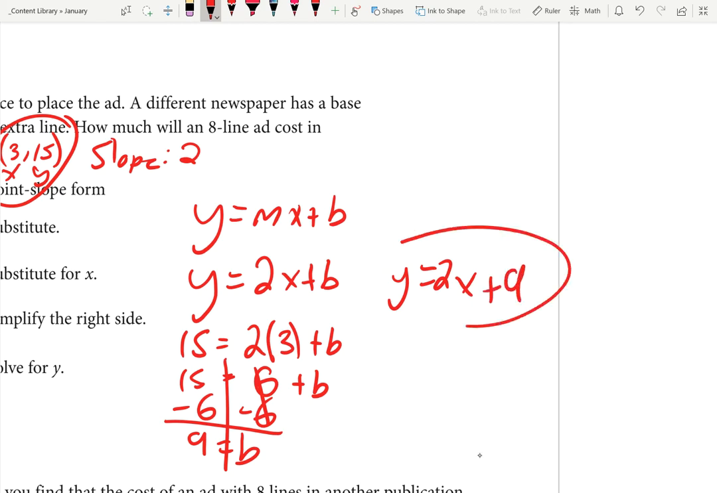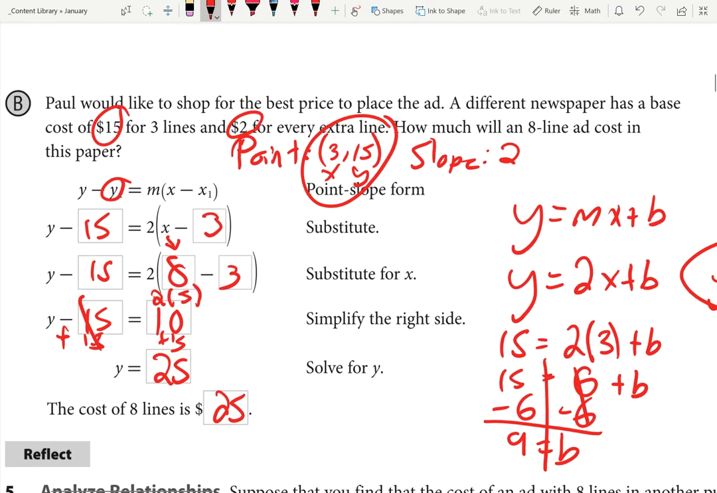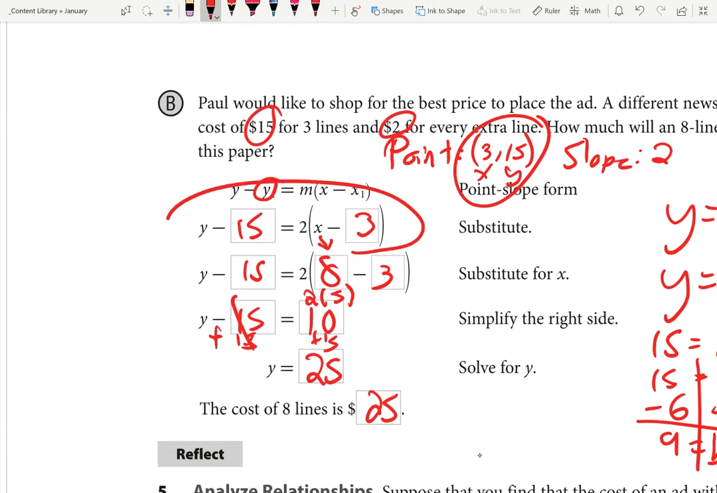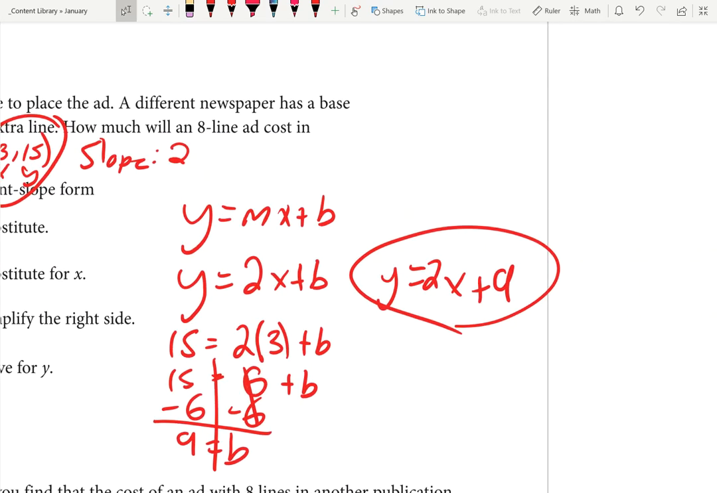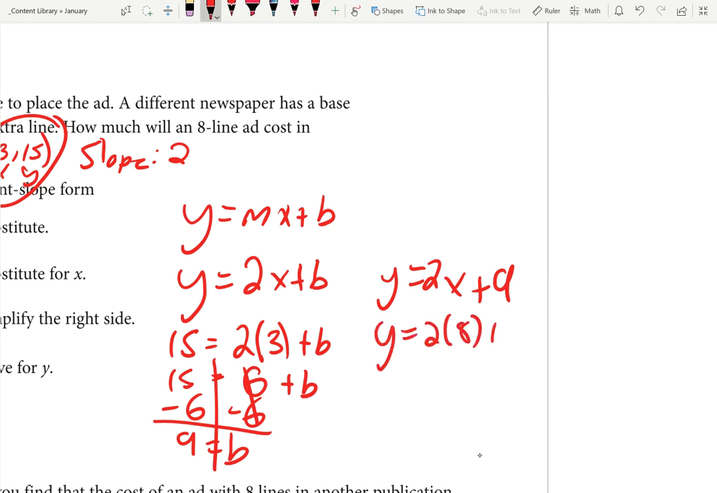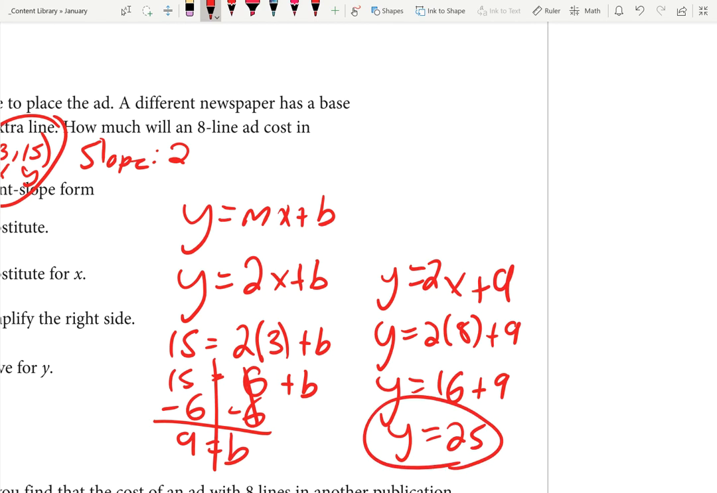So this equation is the same one as this. It's just in a different form. And you could still use it to evaluate how much 8 lines cost. You can still plug the 8 in for the x, and we would still get the same answer. 2 times 8 is 16. 16 plus 9 is 25. I still get the same answer.